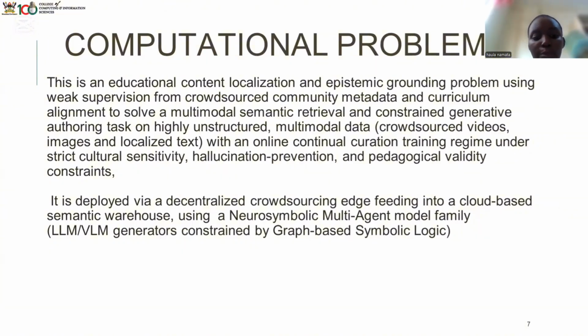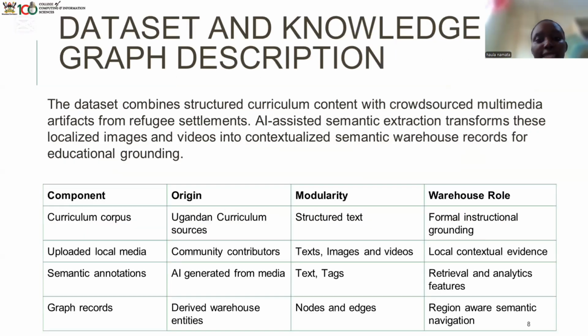It must also continuously learn from the community-contributed media. To solve this, we designed a decentralized architecture where edge devices collect media that is synchronized into a cloud-based semantic warehouse. The generation process uses a neurosymbolic multi-agent architecture where LLMs and vision language models are constrained using graph-based symbolic logic. So moving on to the dataset and the knowledge graph description.